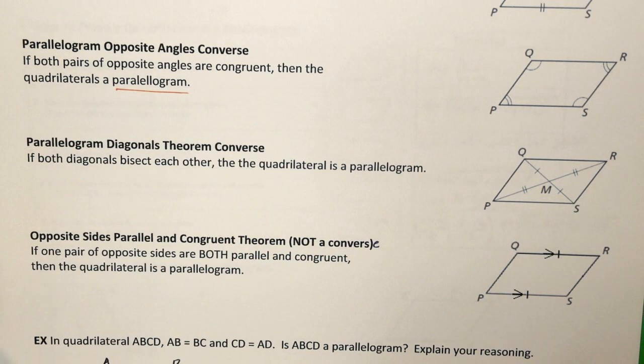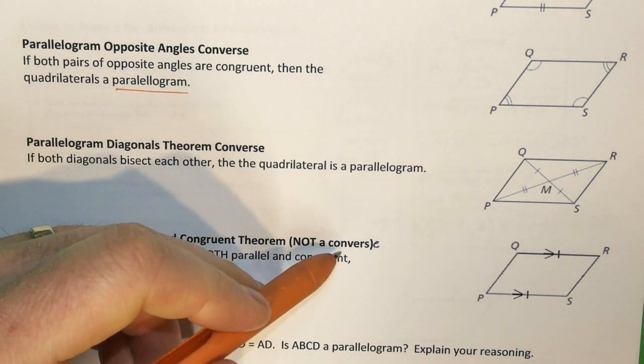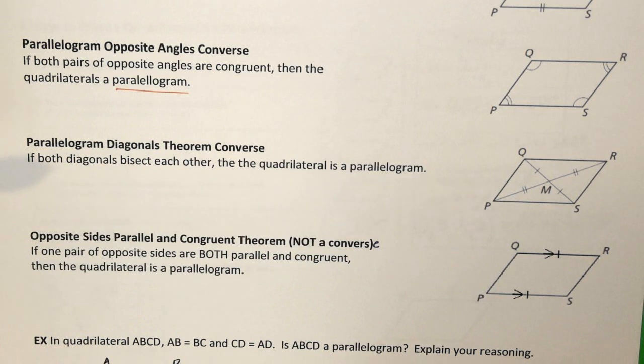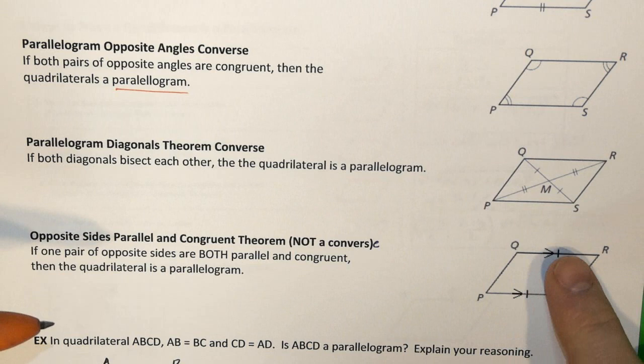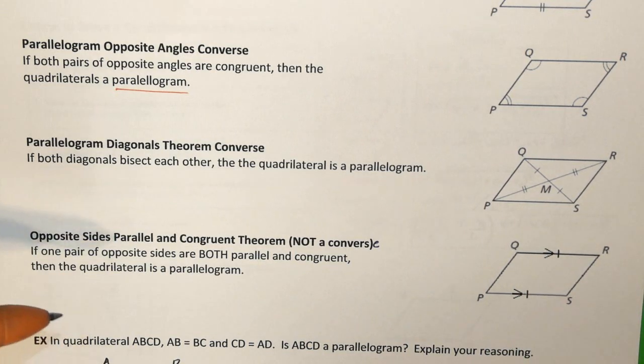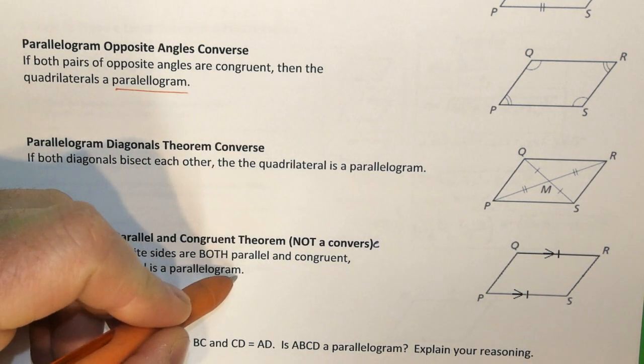And then the last one. This one's a really, really great one. This one's called the opposite sides parallel and congruent theorem. And this is going to be one that is not a converse. This is not one that Mr. Merlot talked to you about yesterday. This is just going to be a bit of a new one. This one states that if you have one set of sides, just one, not 2, but 1, and the set of sides is both parallel and congruent, that means that you have a parallelogram as well.